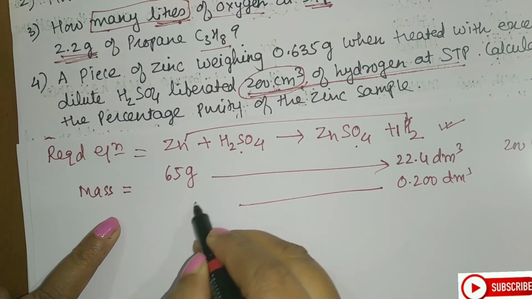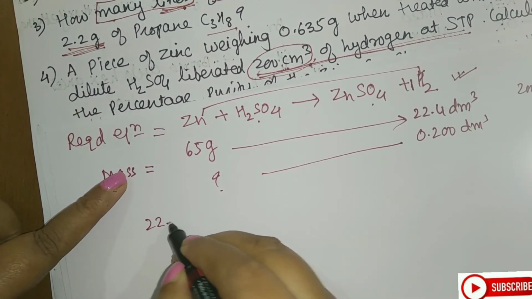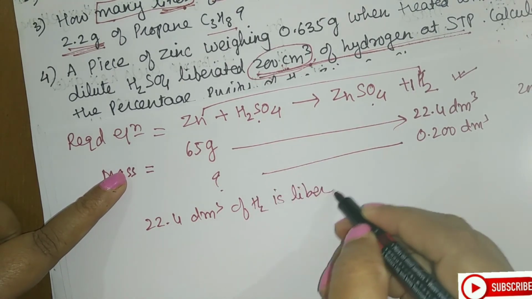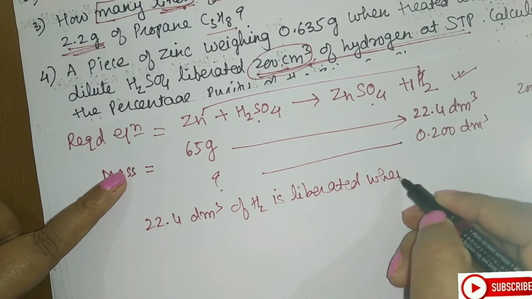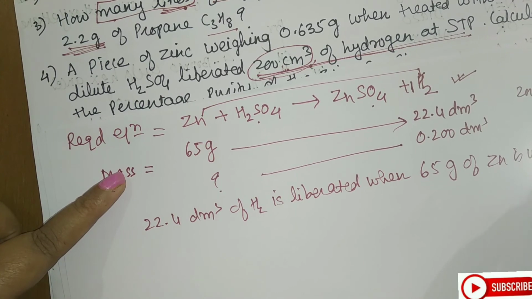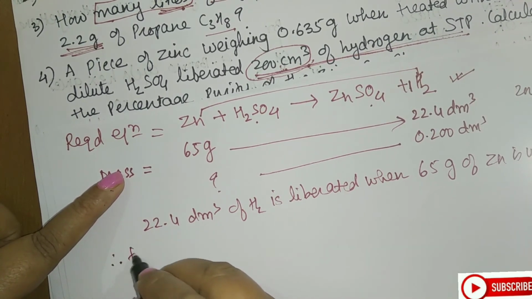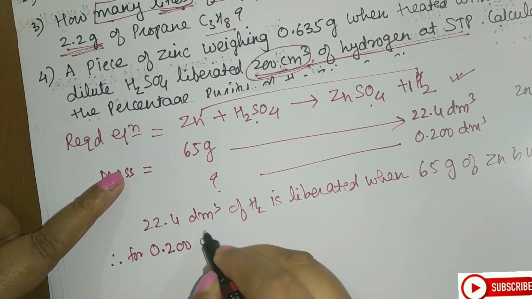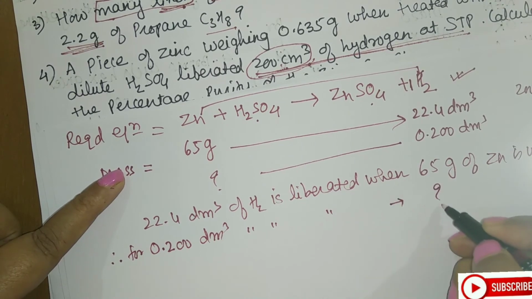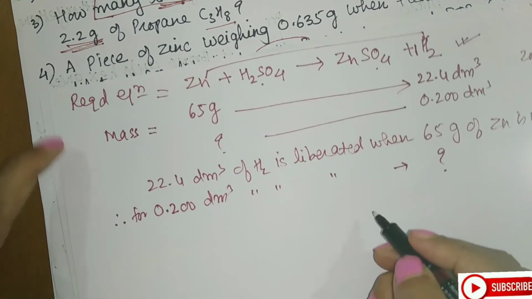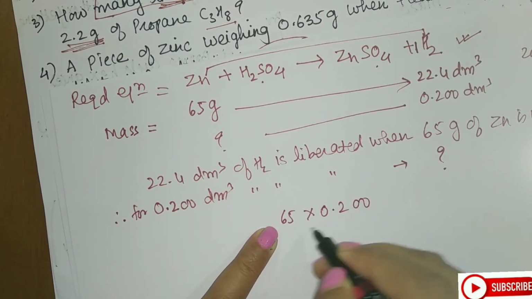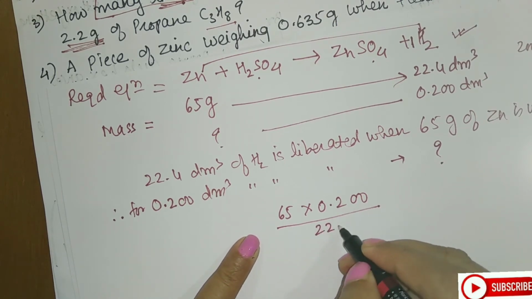How will I write it? 22.4 dm cube of hydrogen is liberated when 65 gram of zinc is used. Therefore, for 0.2 dm cube of hydrogen, how much zinc will be used? Again go for cross multiplication. So it will be 65 into 0.200. You can take it as 0.2 also, divided by 22.4.